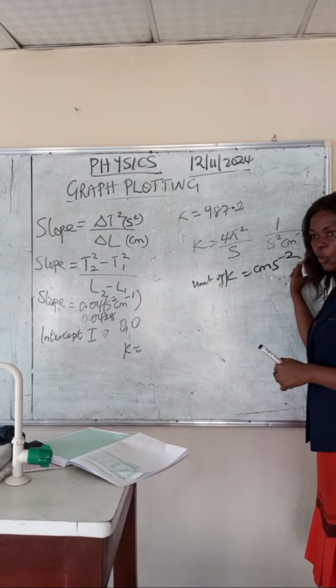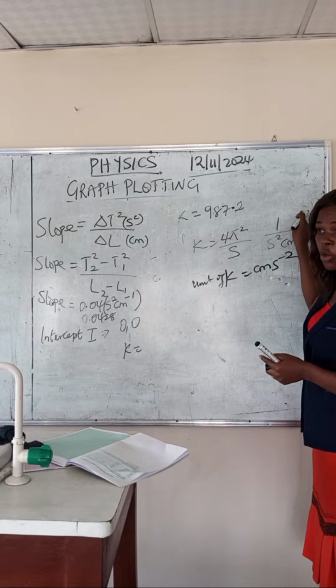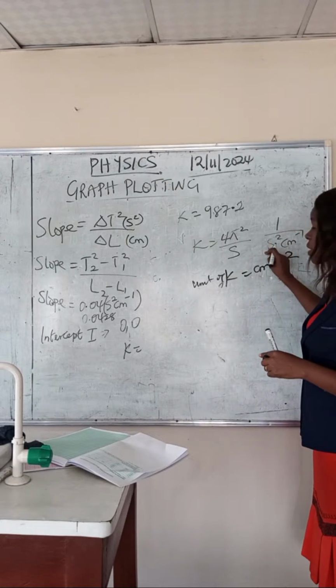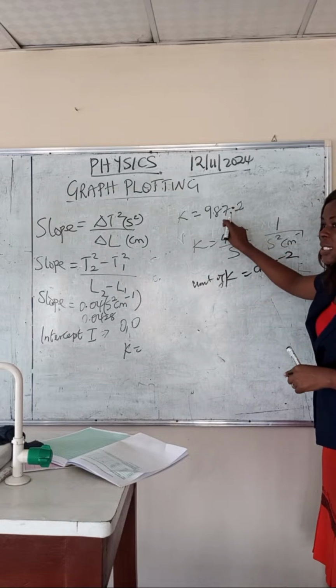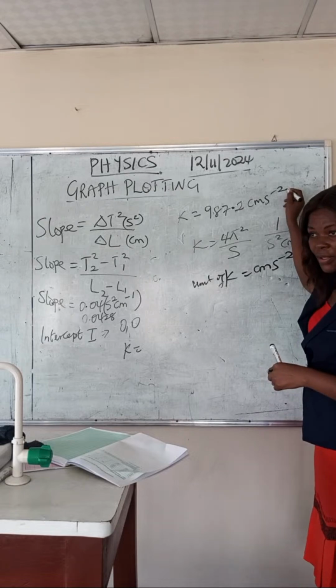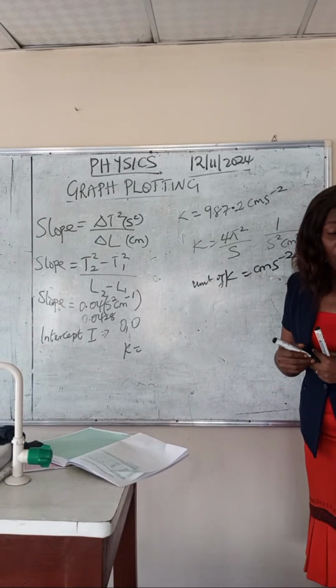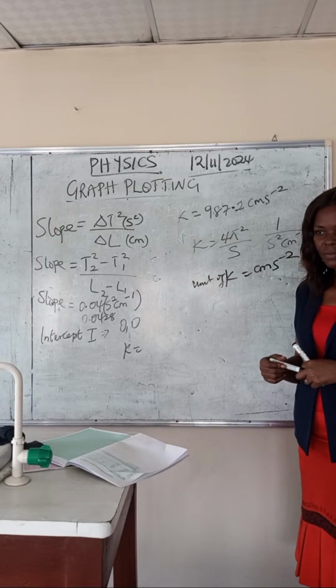Centimeter per second square. Am I making sense? This is coming out to be a whole number, which is positive. This will carry what? Negative. Now, what is your value? 987.2 centimeter per second square. You know what you're looking for? Acceleration due to gravity, G. You know it's a constant.